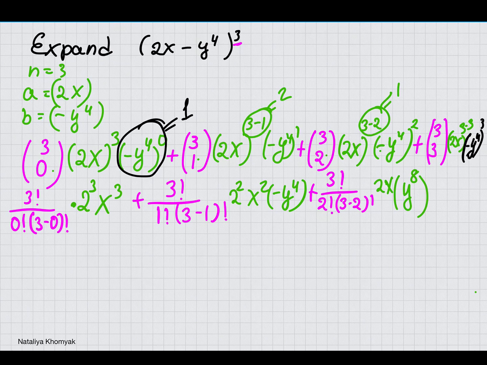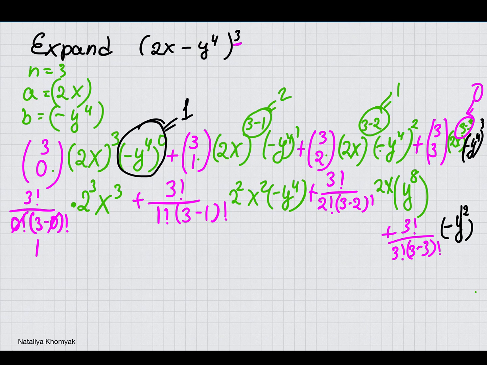And the last term will be plus 3 factorial out of 3 factorial times 3 minus 3 factorial. This is a power of 0, so 2x becomes 1. So we will just have negative y to the 12, since 4 times 3 is 12. So this is 1, this is 1. We have 3 out of 3 factorial.